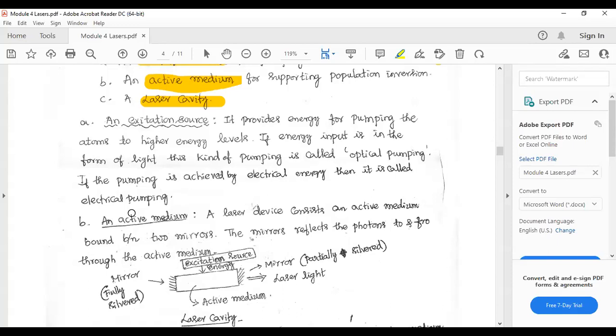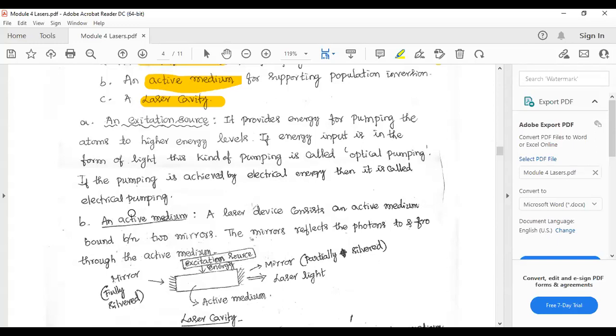I can also use electrical energy to pump the atoms from the ground state to the excited state, and that type of pumping is known as electrical pumping. In electrical pumping, we insert a cathode and an anode into the laser cavity. I hope you remember what the laser cavity is. Laser cavity is the envelope or the glass vessel into which we fill the material needed to be excited.